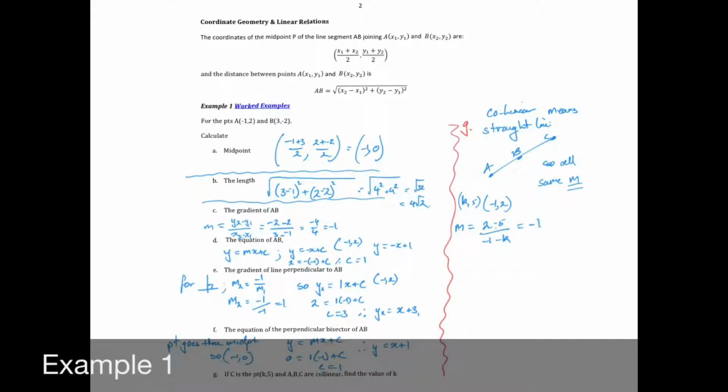If we simplify our left-hand side, we get 2 minus 5, which is negative 3 over, we'll take the negative sign out, negative of 1 plus k, so those negatives cancel, that's equal to negative 1. It's probably simplest if we multiply 1 plus k across onto the right-hand side. We'll have 3 equals negative 1 times 1 plus k. Bring negative 1 back to the left-hand side, subtract 1, and k equal to negative 4 will give me a solution.